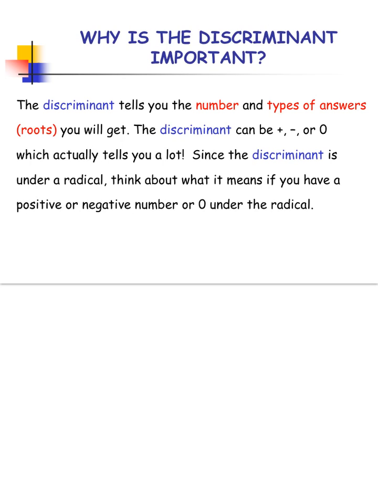You do not need to copy all of this that is typed here. Let's just write a couple examples out. The discriminant can turn out to be positive, negative, or 0, which actually tells us a lot. Since that discriminant is under a radical symbol, let's think about what it means if you get a positive, negative, or 0 under there. We'll do some quick examples and then run into it more later.